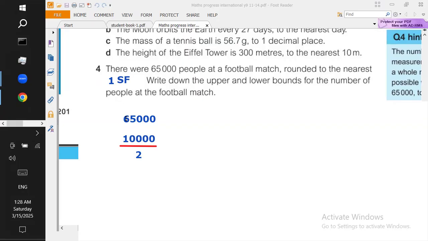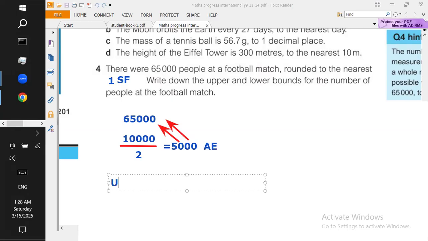So, first significant figure, I come to the first number, I put 1 under it, and then the rest will be zeros. And then take this number, divide it by 2 to find the absolute error. This will give me, very good, 5,000. So 10,000 divided by 2 will give me 5,000. What is the 5,000? It's the absolute error. Now, what do I do with the absolute error? Very good. I'm going to add it and subtract it from the original just to find the upper and lower bound.